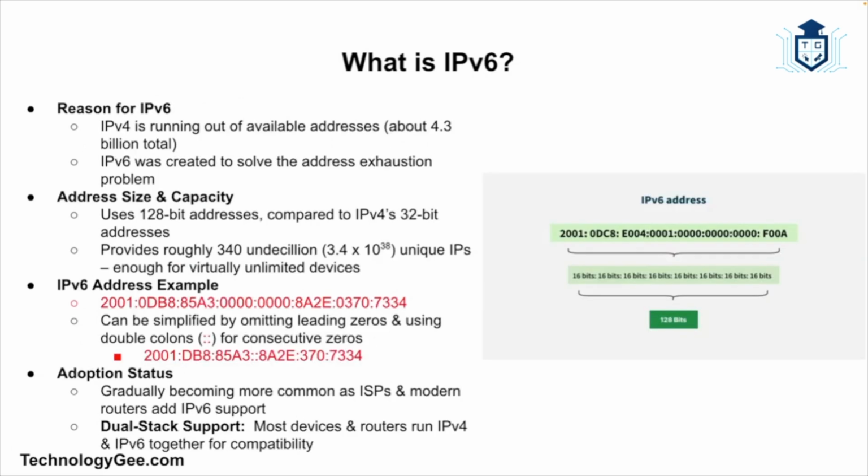Now, when it comes to IP version 6, this is slowly becoming more common in most modern routers. They do support it alongside IP version 4. But for basic SOHO setups, you'll most likely deal with IP version 4, at least for now.